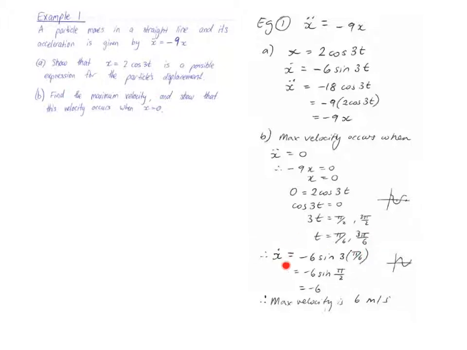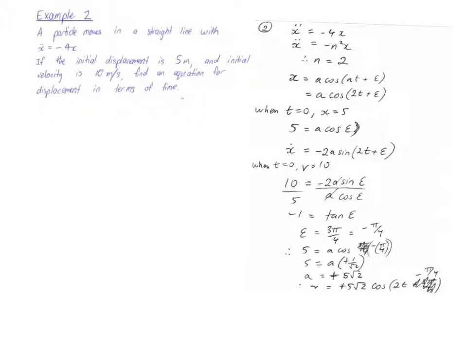So we want to sub t equals pi on 6 into the equation for the velocity, and you get the max velocity is -6. If we were to sub in t equals 3 pi on 6, we'd get +6. So the max velocity is 6, depending on which direction you're talking about the particle moving. It's going to be -6 or +6, right down at the origin.